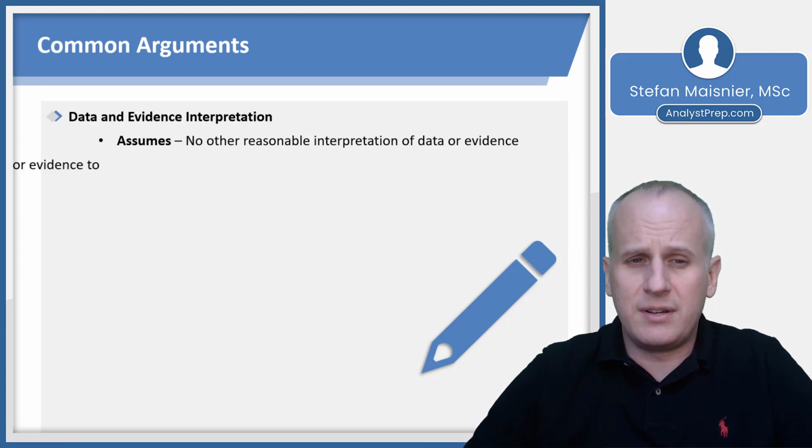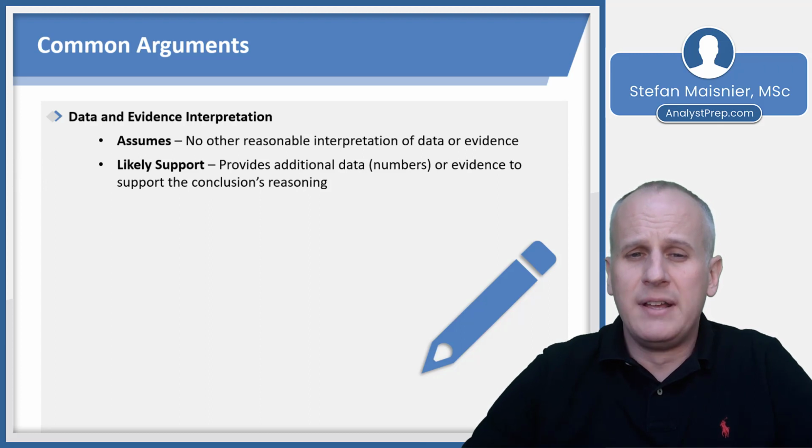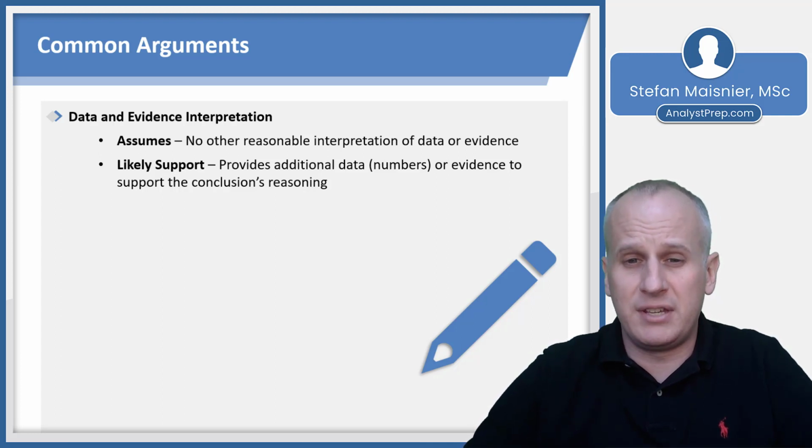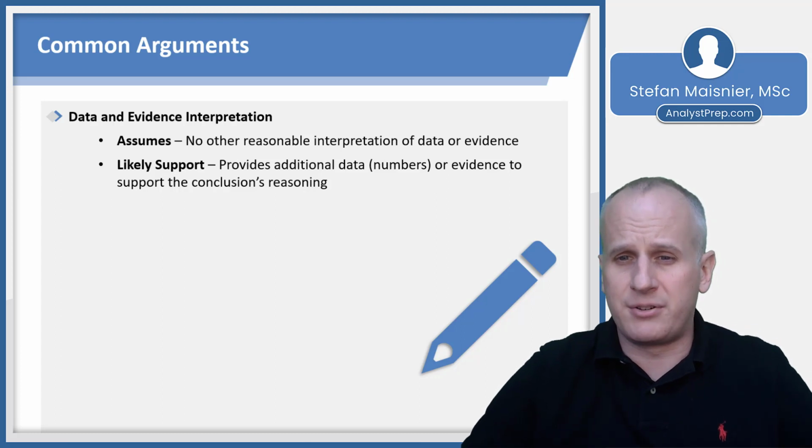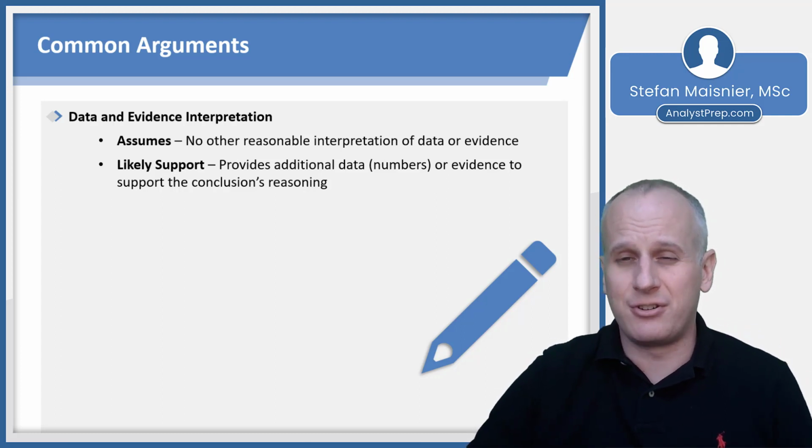And so it provided the support, which in many cases with data and evidence interpretation is going to be additional data or numbers or evidence to support the conclusion's reasoning. So you're going to show that there really is no other way to interpret the data or evidence because you've got additional information that supports that interpretation.